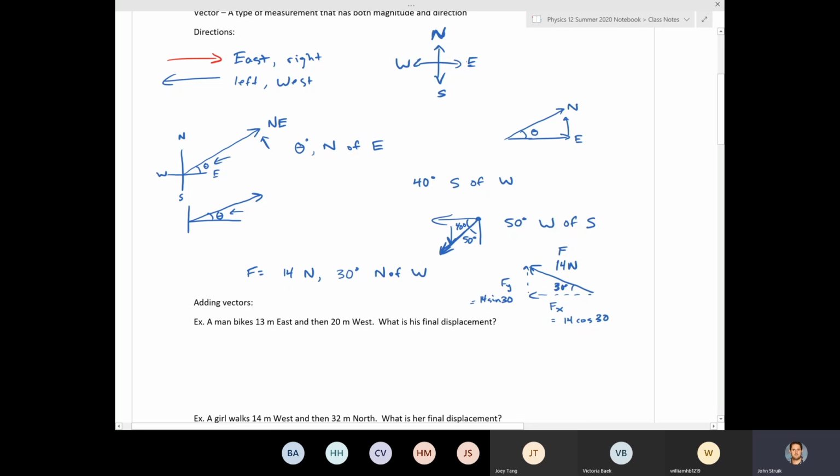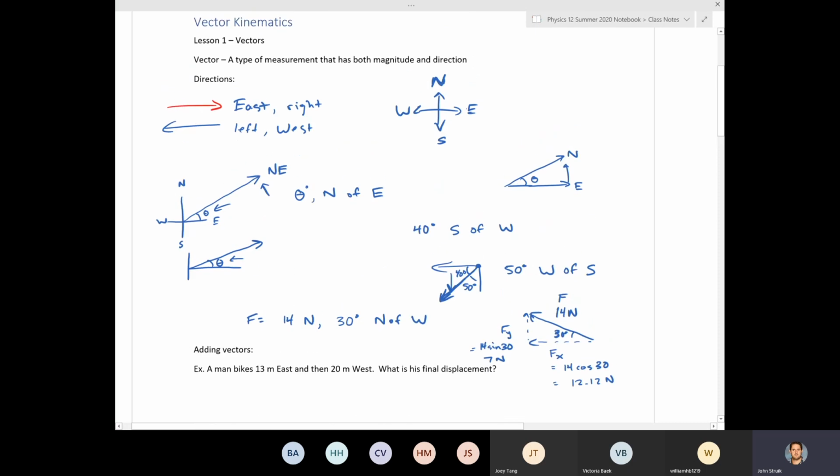Then I would take my calculator and go 14 cos 30, making sure it's in degrees, not radians. This is 12.12 newtons. Notice how I'm not worrying about sig figs at all. And this is 7 newtons. Now the next part I need to do: there's a direction I left off when I did these up here, east, and there's one more that we could define it as. Does anyone know?